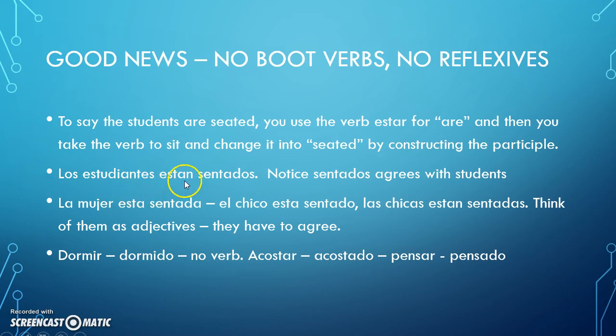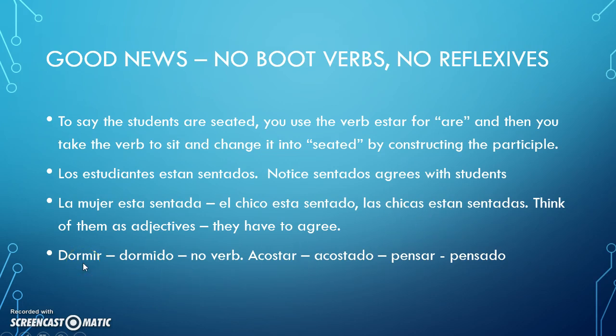Los estudiantes están sentados. Notice sentados agrees with estudiantes, plural and masculine. Some examples of this: la mujer está sentada, feminine singular. El chico está sentado. Las chicas están sentadas. So notice how sentado, sentada, sentados, and sentadas, think of them as adjectives. They must agree with what they're describing.